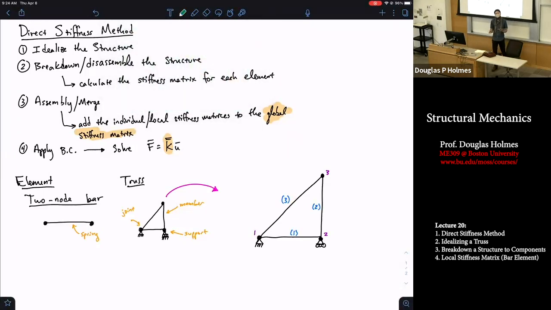We're going to start with what we're going to refer to as the global coordinate system. Now, we could choose to put this wherever we want, whatever orientation we want. I'm going to choose to put it down here at node one, and we'll call this Y and this X. So this is the coordinate system of the structure.